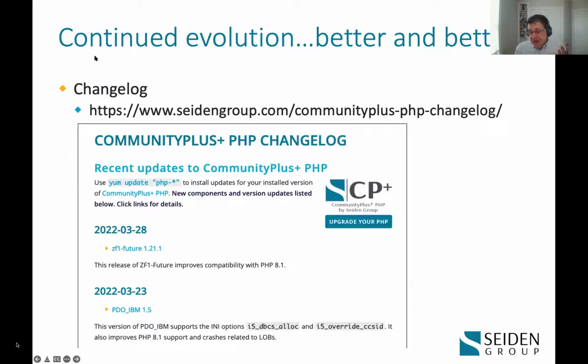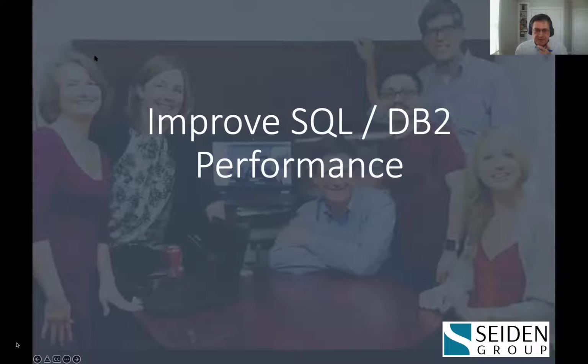PHP keeps moving forward and we keep pace with it. In this case, just yesterday, we did an update, and you could see last week there was an improvement to PDO IBM that adds new functionality, actually to help Japanese users have their double byte character sets and fixing some CLOB and BLOB issues. So that keeps moving forward.